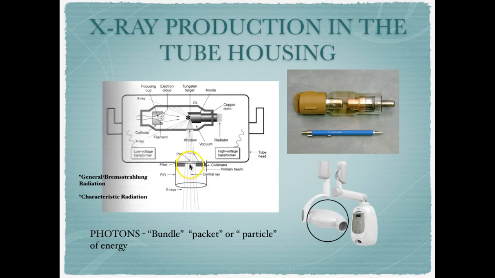And then, still escaping, because remember they're traveling at 186,000 miles per second, they are released through the PID, and we have directed the PID. Remember, the X-rays are made of photons, or bundles or particles of energy, and they're traveling in a straight line. So this is the way X-rays are produced in the cathode ray tube, or the vacuum tube, in the tube housing.